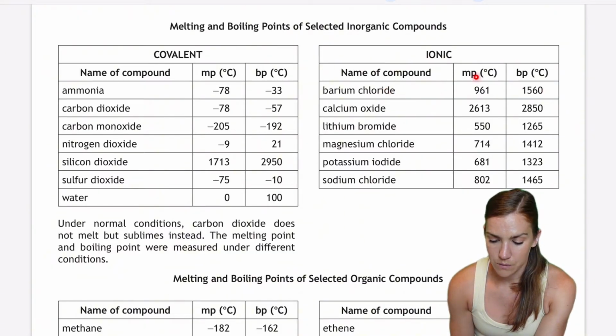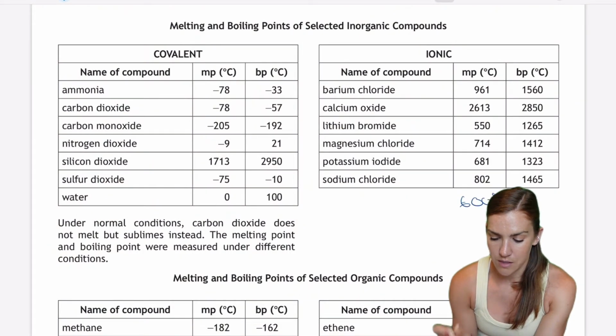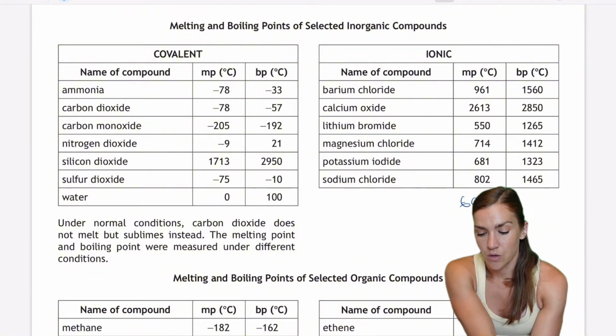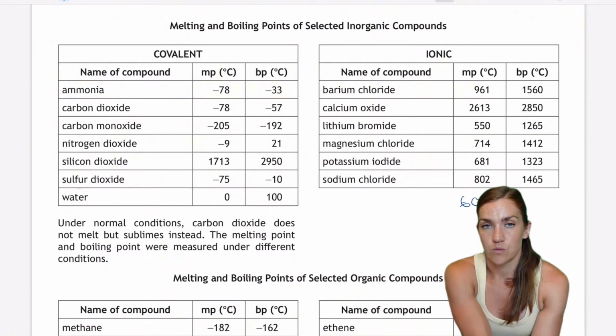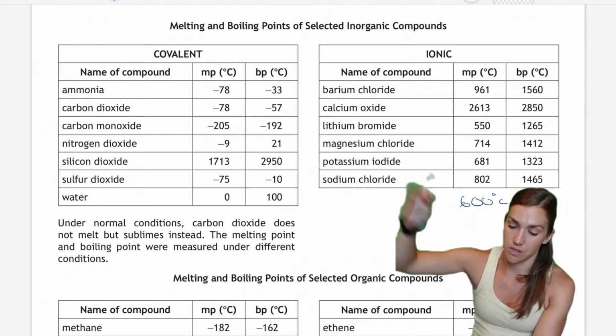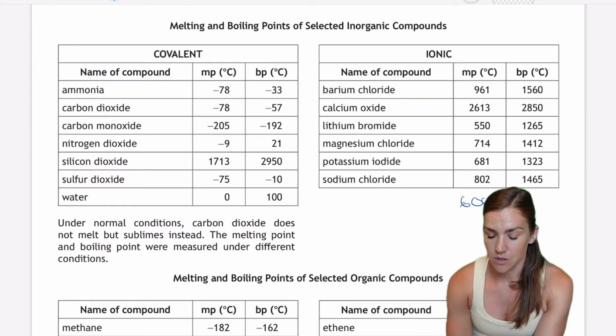Barium chloride, we can see won't melt until 961 degrees. So our temperature of our experiment's at 600. So at 600 degrees, barium chloride is going to be a solid still, because it won't melt until you get up to 961. So there's still 361 degrees to go until it will actually melt. So it's not going to conduct.